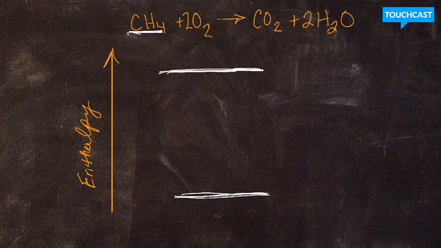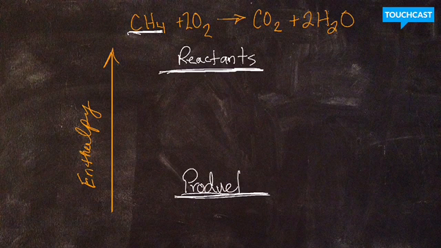So technically, your reactants should have more energy than your products. So I'm going to place the reactants up high because they have more energy than your products do. So I'm going to place the products down low.